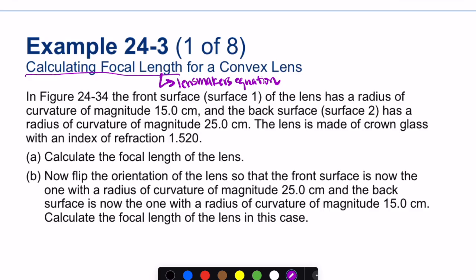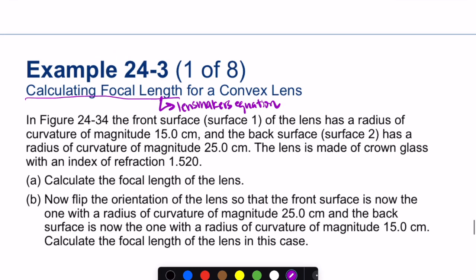So in figure 24.34, I'll pull that figure up. Surface 1 of the lens has a radius of curvature of 15, and the back surface, surface 2, has a radius of curvature of 25, and the lens is made of crown glass, index of refraction of 1.52.